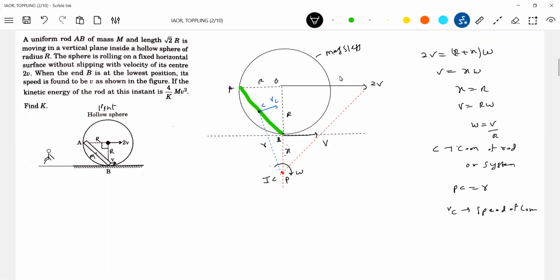Now I know omega. I got omega. Now if you stand on the ground, how will the whole system appear? If you stand on the ground, how will this whole system appear?